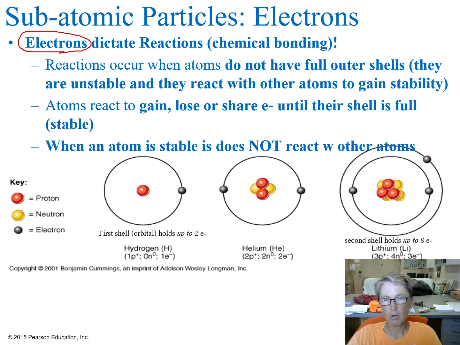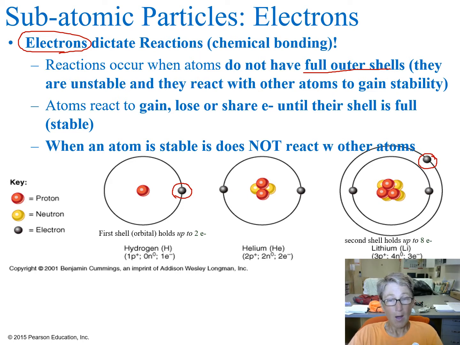So reactions occur generally when atoms do not have full outer shells. For example, hydrogen. Hydrogen's outer shell, it's only the first shell, but it only had 1 electron. That shell is not full for hydrogen. So it needs another electron, and hydrogen will be looking for another electron to fill its shell. Lithium, check it out. Its outer shell has 1 electron, it can hold 8. So lithium's outer shell or orbital is not full.